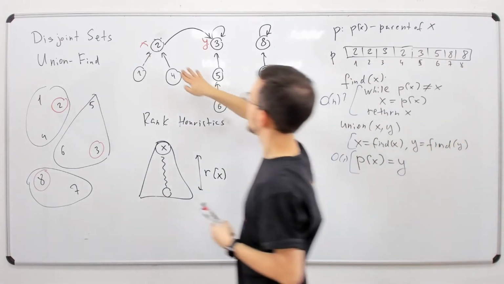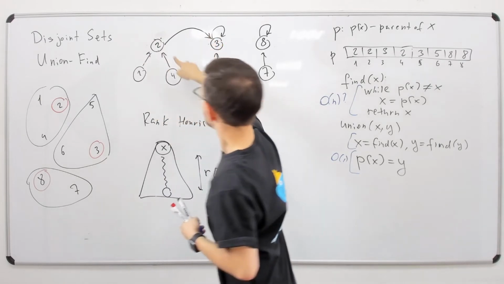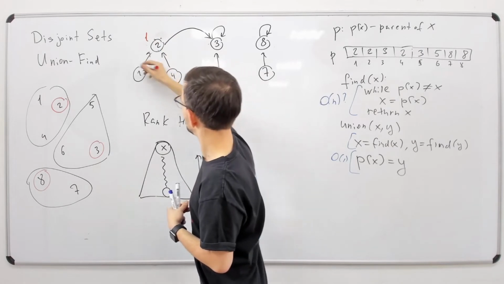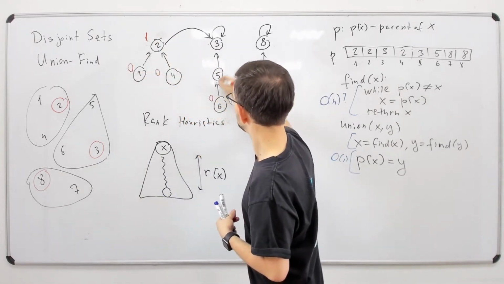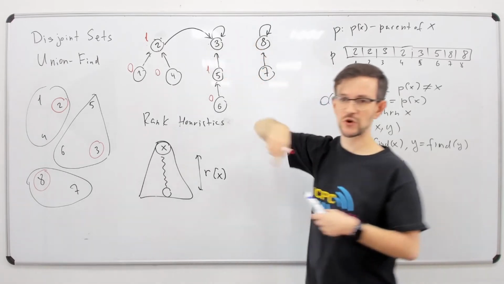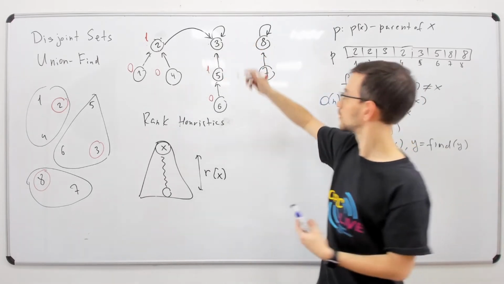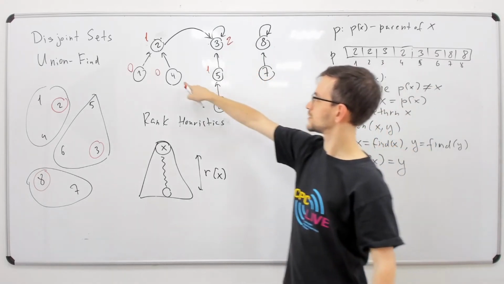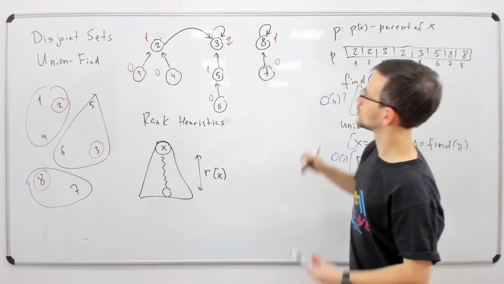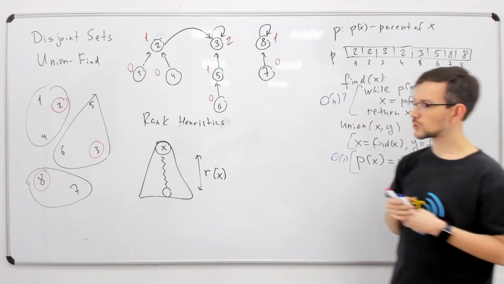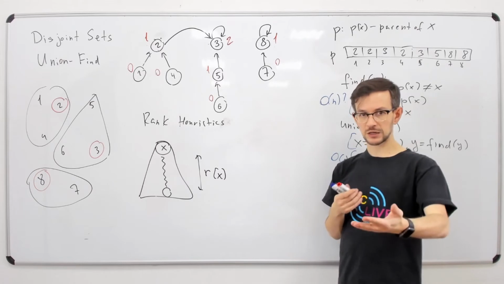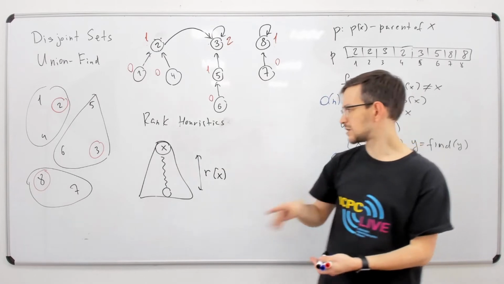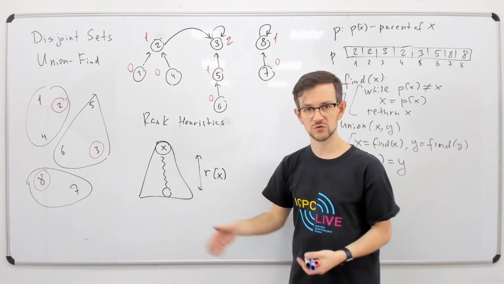For example, here element 2 has rank equal to 1. These elements have rank 0. These have rank 0, this one has rank 1. And this element 3 has rank equal to 2. So here we have rank 2, here rank 1, here rank 0, rank 1, rank 0, and so on. Each element has a rank equal to the height of its tree, the maximal possible distance in this tree.